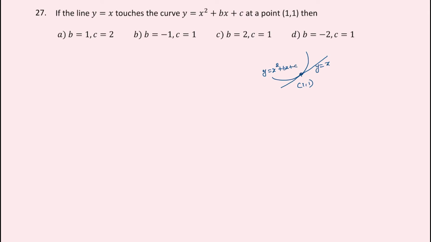At the point (1, 1), the slope of the curve and the slope of the tangent should be the same. y equals x is the tangent, so the slope of the tangent is dy by dx. Differentiation of x is 1.